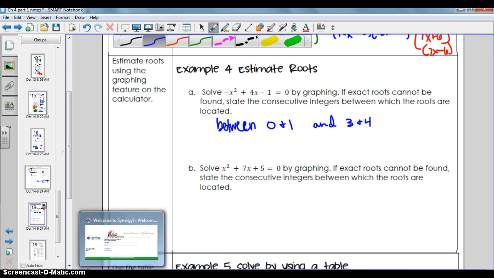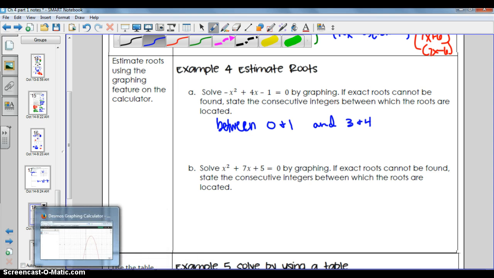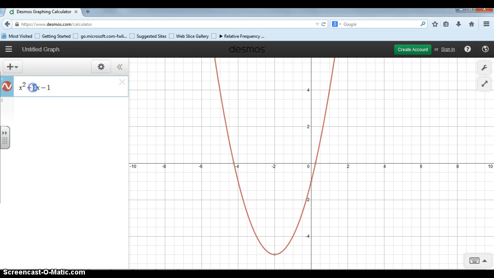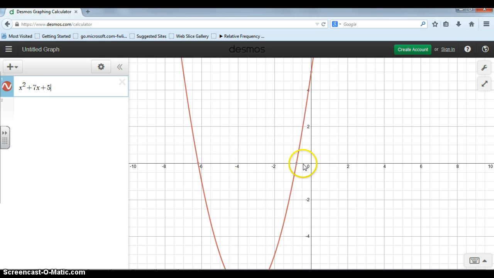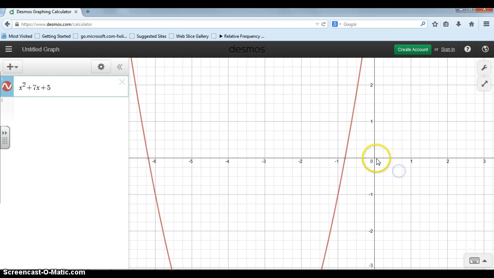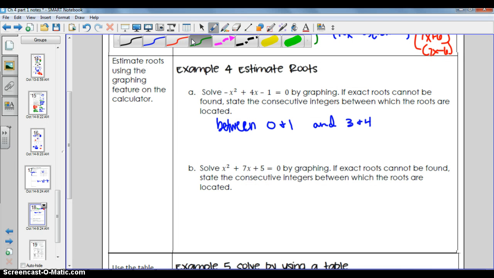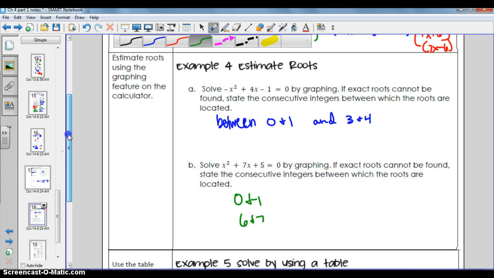All right, so let's check. So I'm going to go to Desmos for this one. So x squared plus 7x plus 5. All right, so you should be between, zoom in a little bit here. Well, it looks like you're between 0 and -1, and over here you're between -6 and -7. So 0 and -1, and 6 and 7. So you're between those two values.